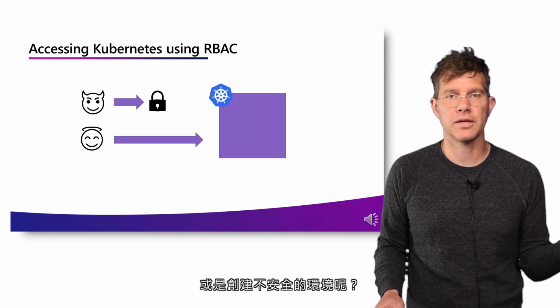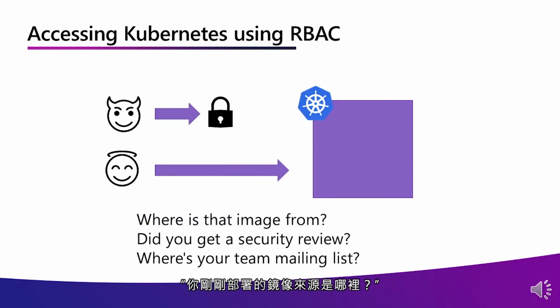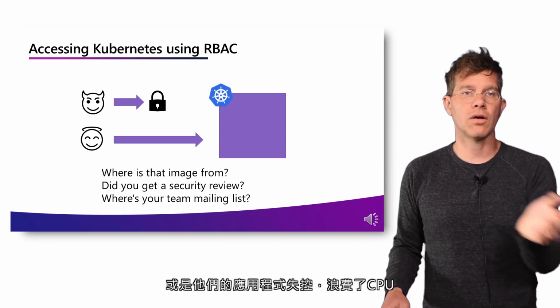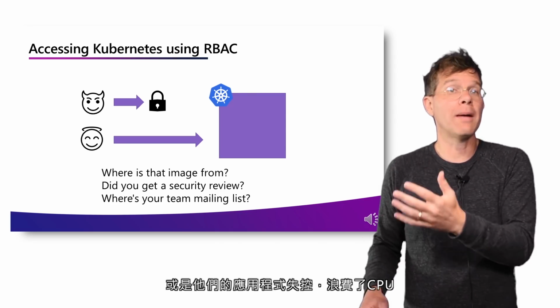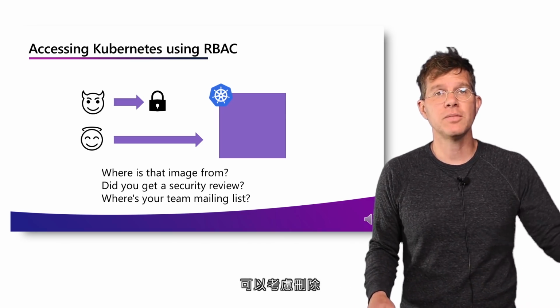But how do you prevent good users from perhaps making mistakes and doing the wrong thing and creating an insecure environment? In particular, how do you answer questions like, where is the image that you just deployed from? Did you get a security review from our security team? And other questions like, where's your team's mailing list, that might not be about security, but are about automation or being able to deliver at-scale solutions that can communicate with a particular person to tell them, for example, that their application is insecure, or that their application is a runaway wasting CPU, or opposite, their application appears to have never been deployed for the last 3 months, and maybe it should be deleted.